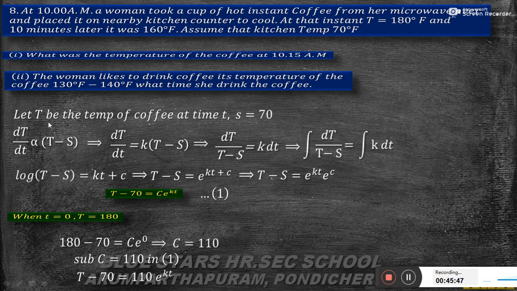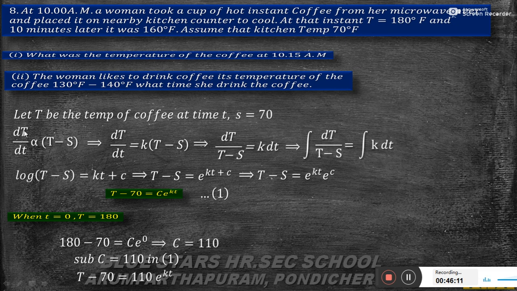So they ask about what time she drank the coffee. Now I take capital T to be the temperature of the coffee at time t, and S equal to 70, that means the room temperature. The kitchen temperature is 70 degrees Fahrenheit, so I take small s equal to 70.